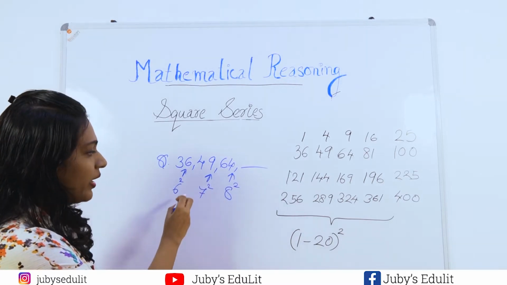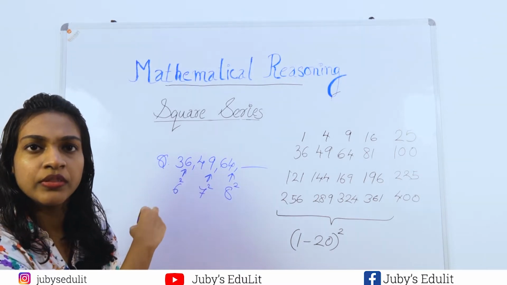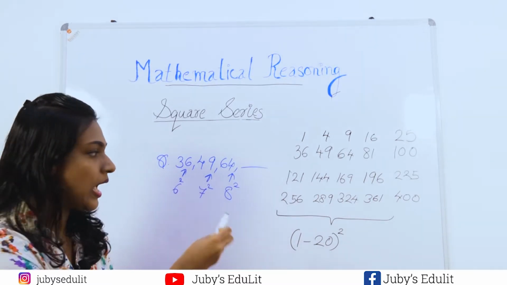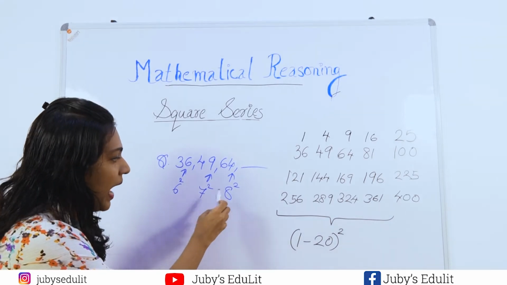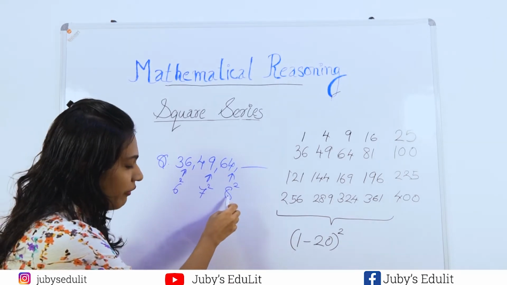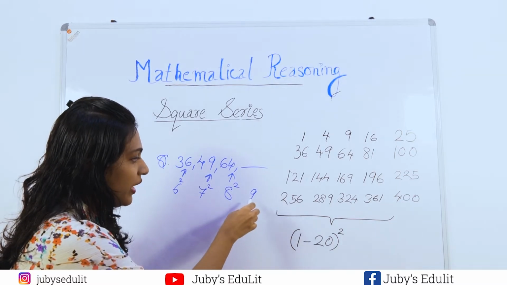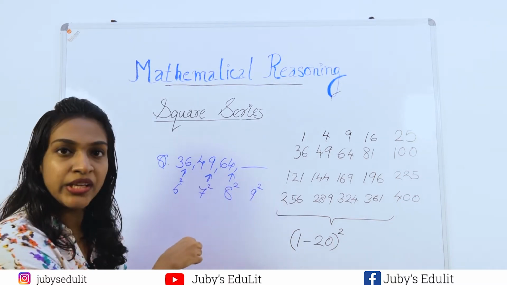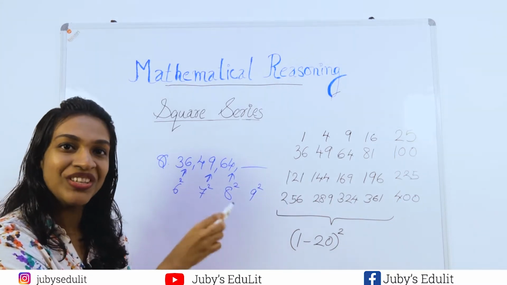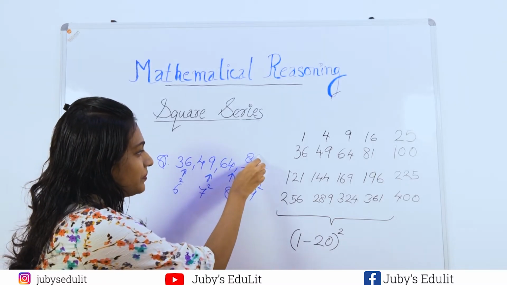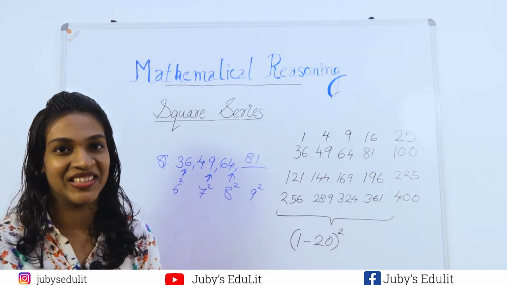So 6 square, 7 square, 8 square. Then what will be the next number? It goes one number added to each of these. And after 8, what is the number? It is 9. And when you find the 9 square, 9 into 9 is 81, which is the right answer here. 81 is the right answer.